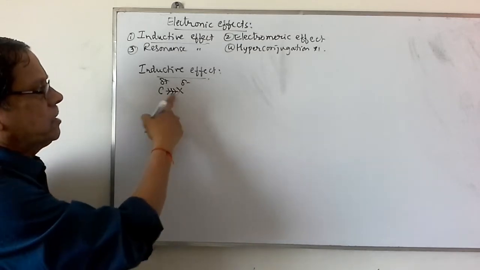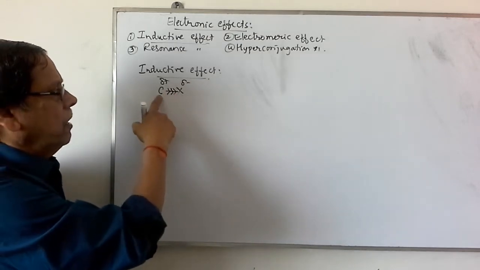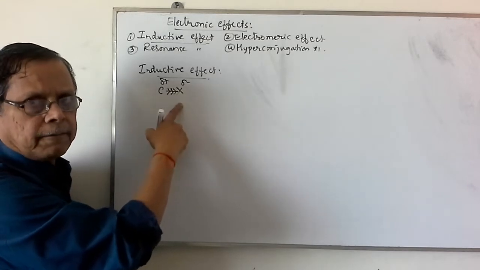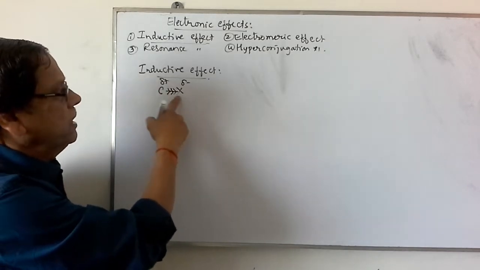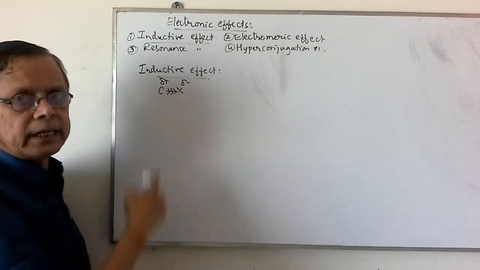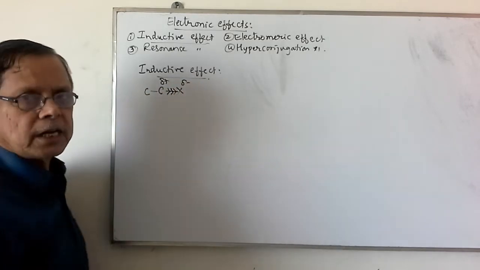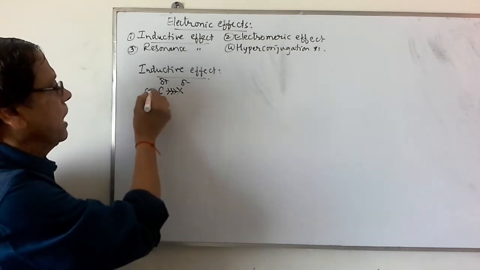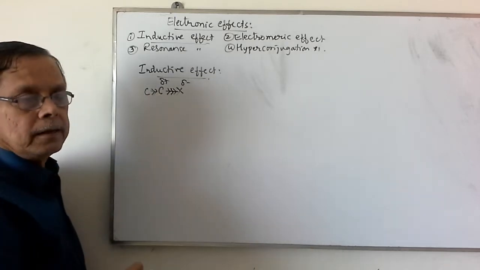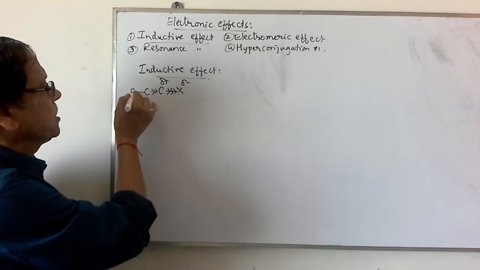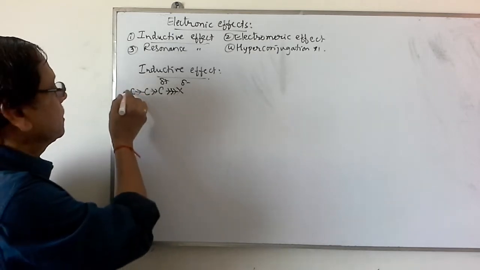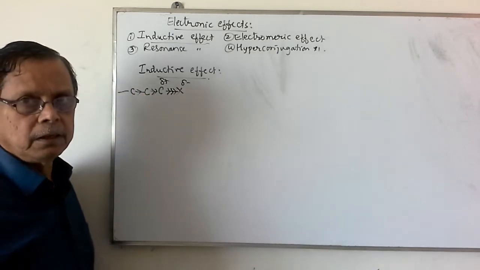So such a displacement of the electrons of the sigma bond electrons due to the difference in the electronegativity is called as the inductive effect. So if it is another carbon atom attached to this carbon atom, the effect will be little less. If there is a third carbon atom, still less. Beyond the third carbon atom, it is negligible.